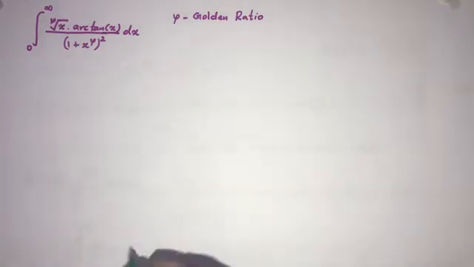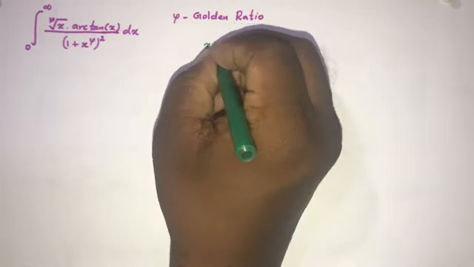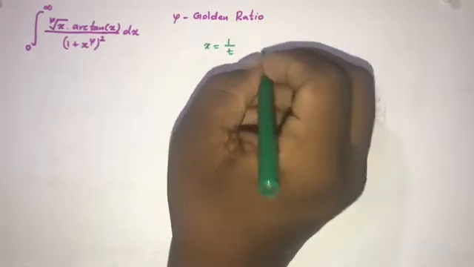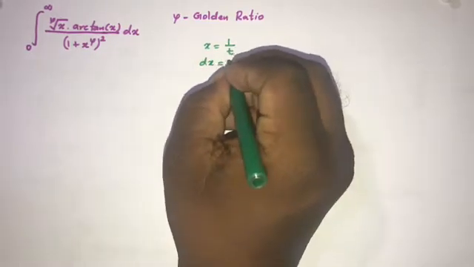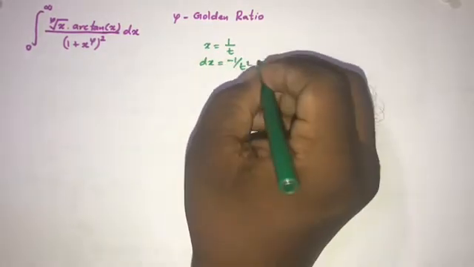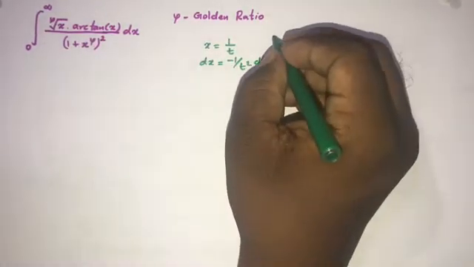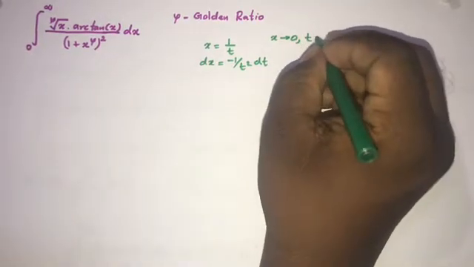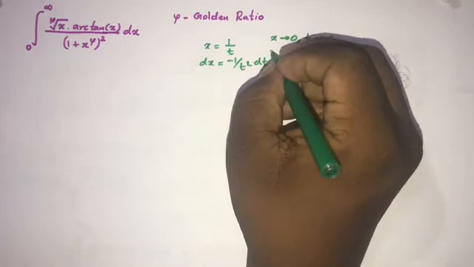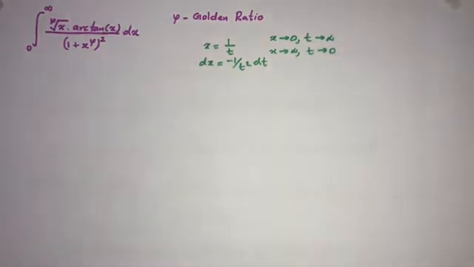Okay, first we can use substitution. So if we take x is equal to 1 over t, now differentiate, so dx is equal to minus 1 over t squared dt. Now the limits: the lower limit, when x approaches 0, t approaches infinity, and the upper limit, when x approaches infinity, t approaches 0. Okay, now we can plug in here.